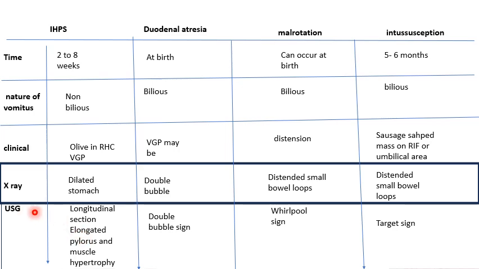Have a look at imaging. Longitudinal section will show an elongated pylorus and muscle hypertrophy. I'll take you into the diagram. A double bubble sign, even in the ultrasound, a whirlpool sign or a target sign. This is all on your slide.